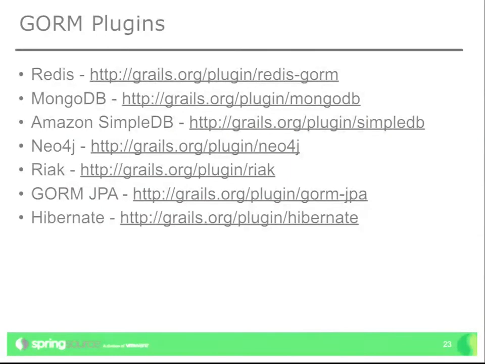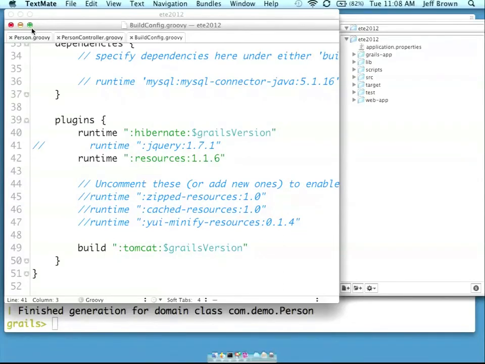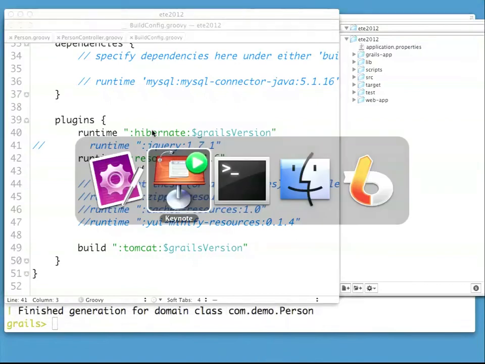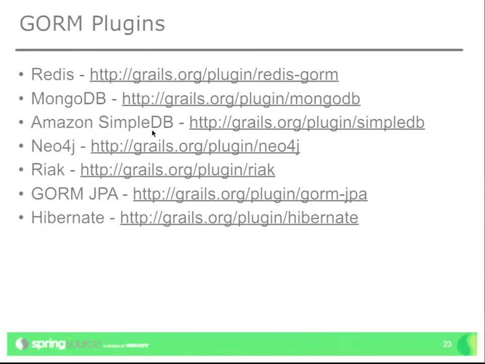So there are a lot of plugins supported right now to take advantage of that. This is a list of them. We've got Redis, SimpleDB, MongoDB, Neo4j, Riak, JPA, and Hibernate, of course, is the default one. If we go back to that build config file that we were looking at earlier, notice on line 40 there, by default, the Hibernate plugin is installed. Most Grails applications will use Hibernate, but if you wanted to use one of the other plugins, you would change this and make sure the version number is correct. But Hibernate is installed by default because it's just the most common thing, right?